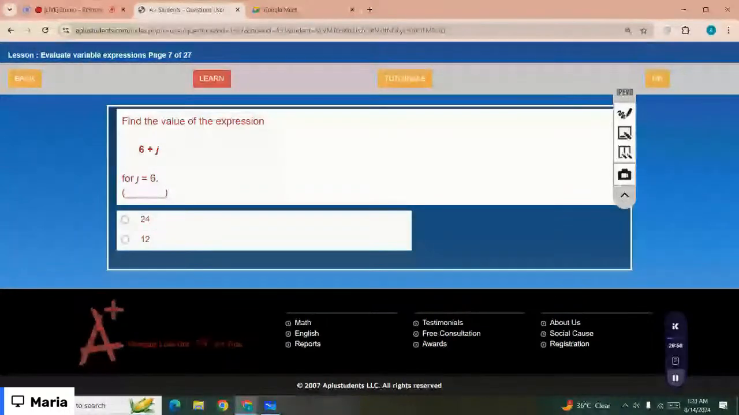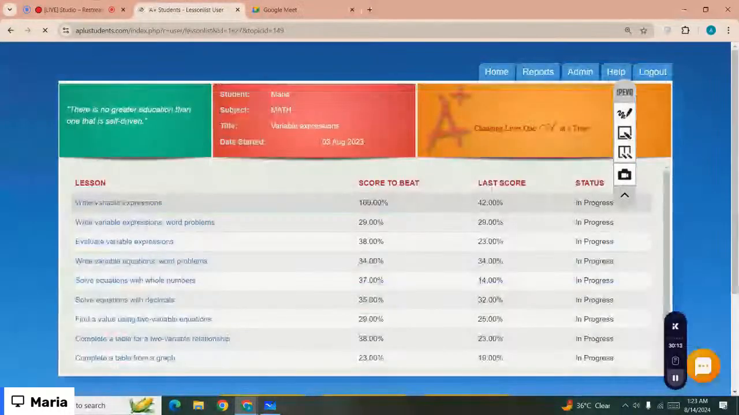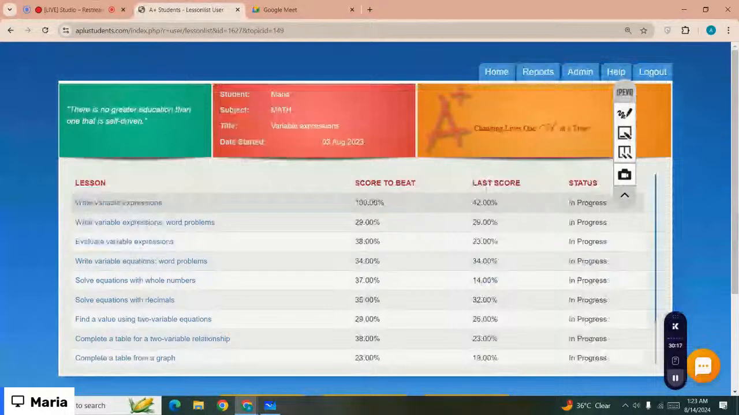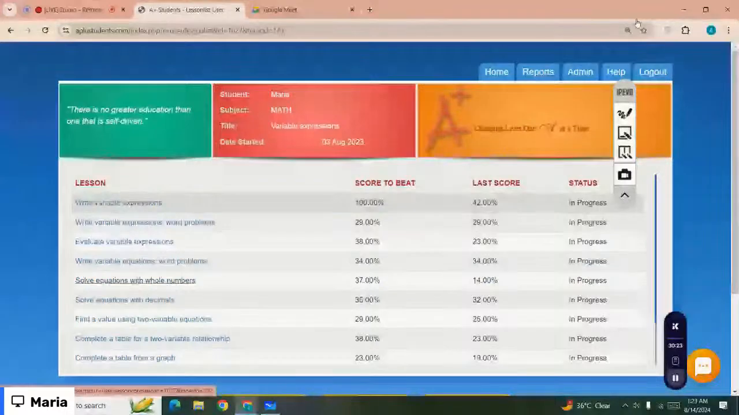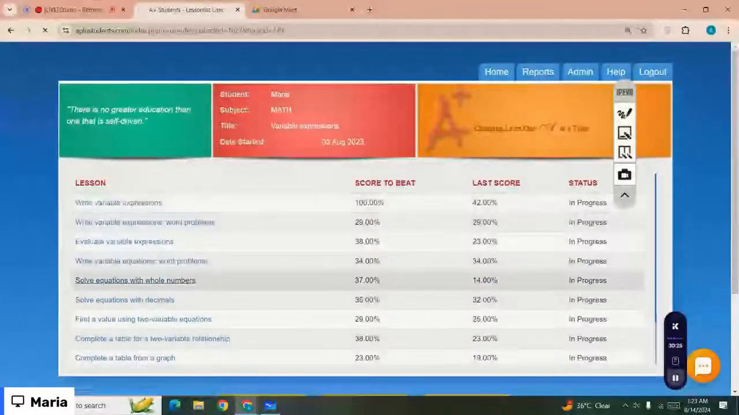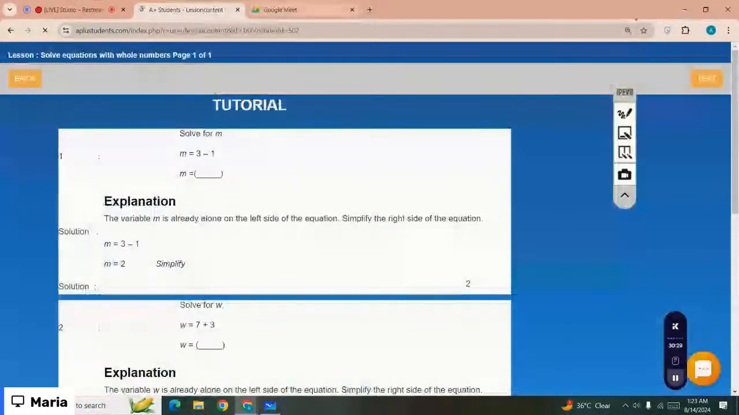Okay, you can complete the lesson by yourself later today. Let me just move to the next lesson. The next lesson is write variable equations, word problems. You can do the word problems on your own. The next one is solve equations with whole numbers. So let's just start with the lesson.